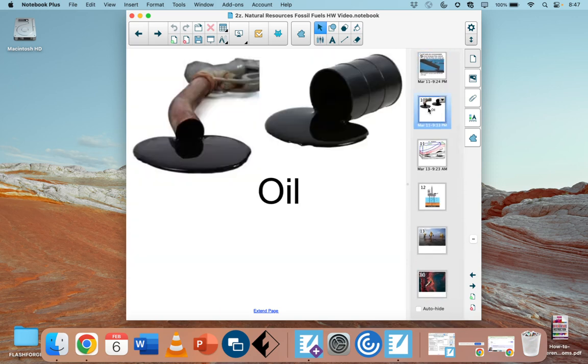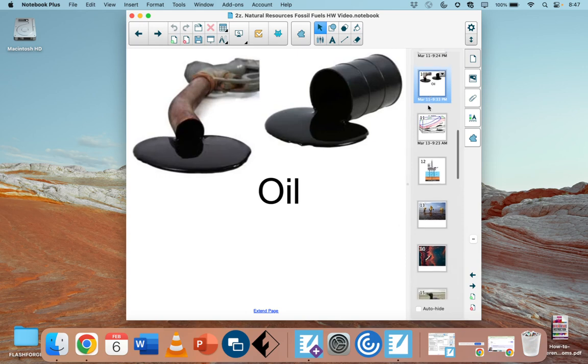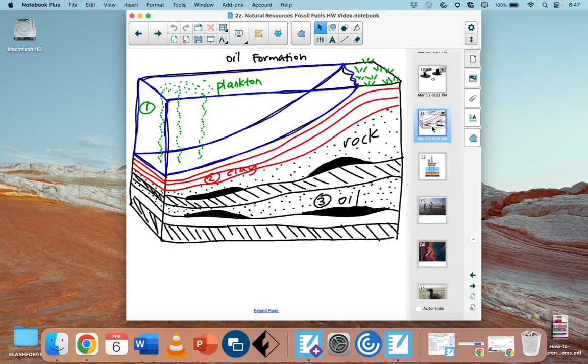Okay, let me talk about oil first, actually. Oil is this black liquid. I've talked about it before in class. We take it out of the ground, but how is it made? How does the Earth even make it? This is how it's made. This is oil formation right here.